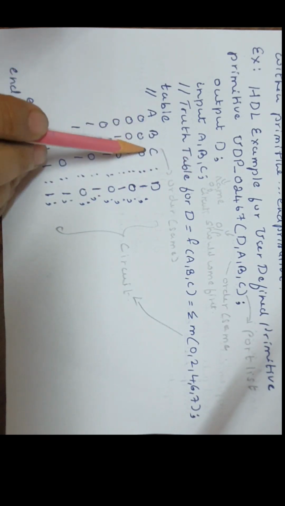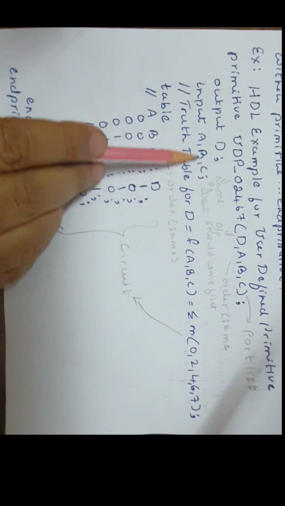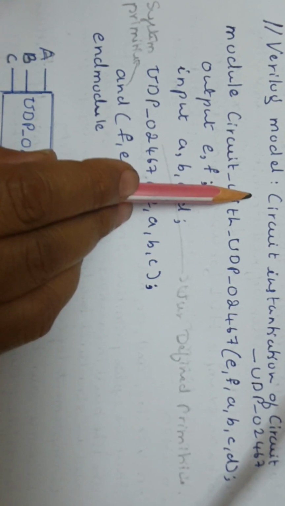Okay. Another thing here: the order in which the inputs are declared, the same order the system will interpret. We cannot write in a different order here. Here ABC means ABC only. So far we discussed the primitive and end primitive, within which a table is written between table and end table. Before that, the input output declaration is done for the list of inputs and outputs in the port list.